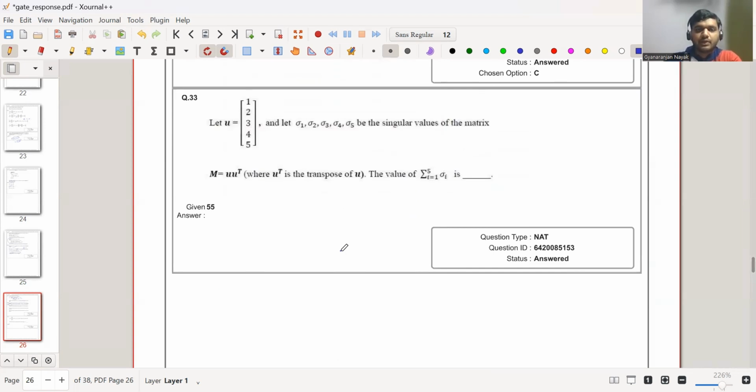Let U equal to the given 1, 2, 3, 4, 5 and let lambda 1, lambda 2, lambda 3, lambda 4 be the singular values of matrix M equal to U into U transpose, where U transpose is the transpose of U. The value of the sum of lambda i for i equal to 1 to 5 is? Here the answer is 55. If you find U U transpose, then the answer will be 55. You will calculate it by yourself. Then we'll proceed for next.